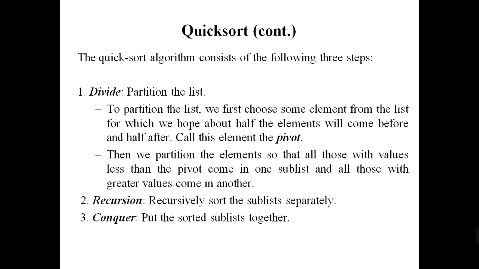Then we partition the elements so that all those with values less than the pivot come in one sublist and all those with greater values come in another. Next, the second part, recursion: recursively sort the sublists separately. Next, conquer: put the sorted sublists together. Finally, you merge. That is like my previous merge sort, where you divide everything individually and then finally merge each value. That is the conquer level.